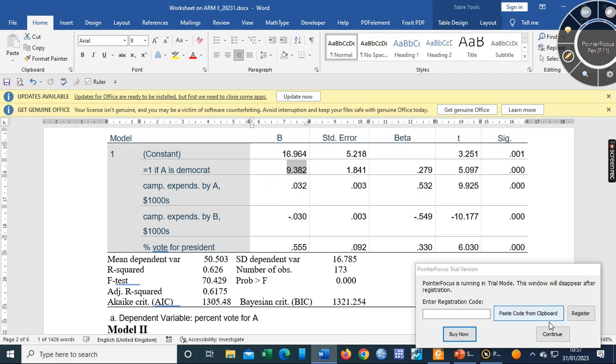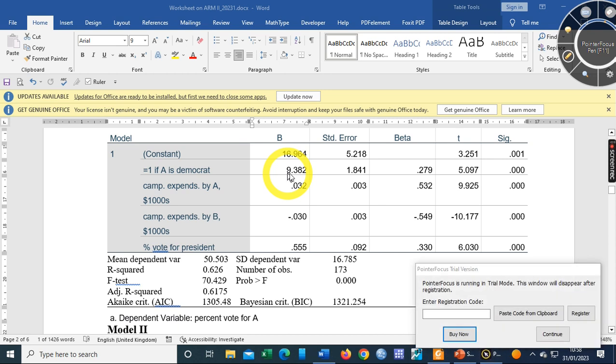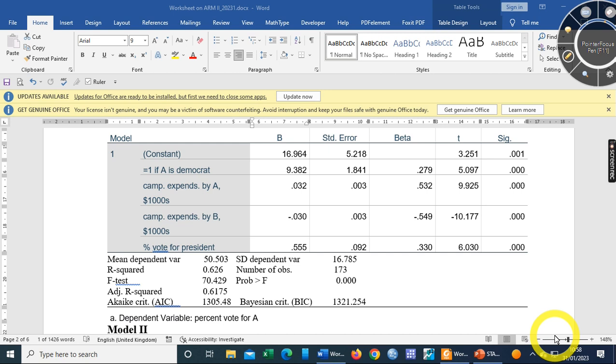9.382 is statistically significant. This implies that the vote earned by a Democratic Party, in this case, if A is Democrat, the percent vote for A, if A is Democrat, is higher by 9.382%.